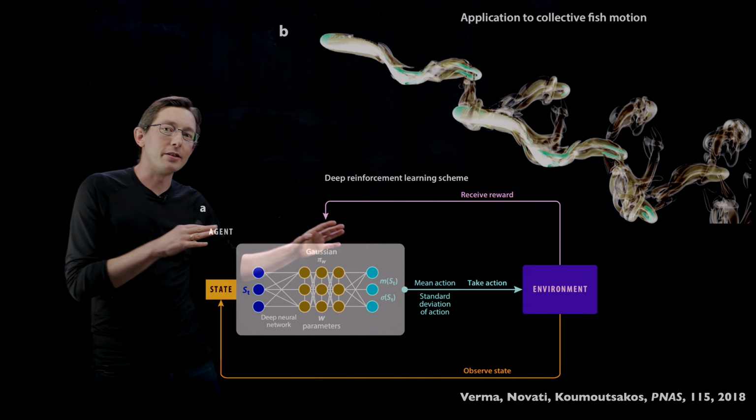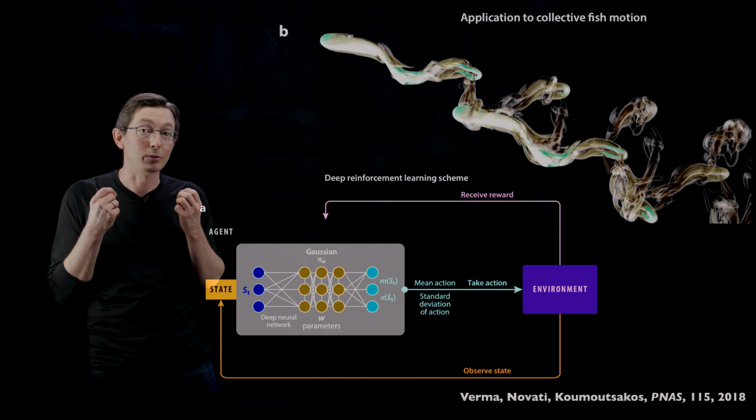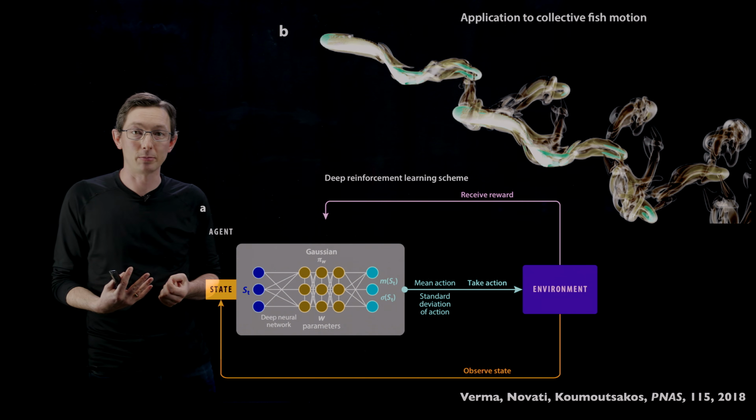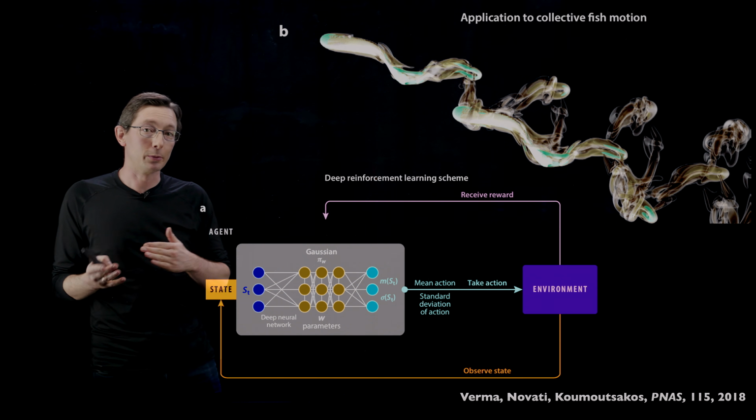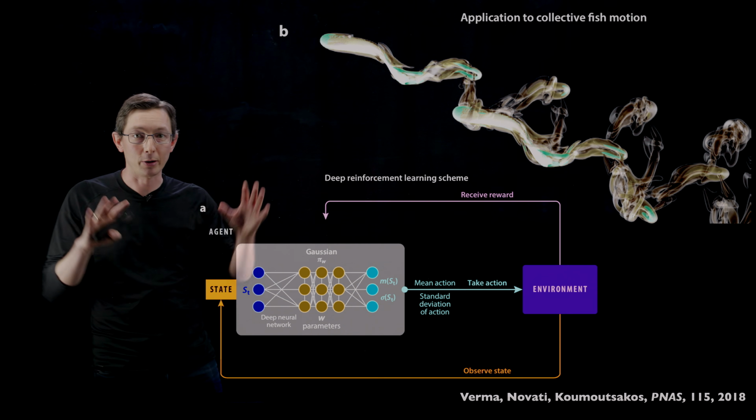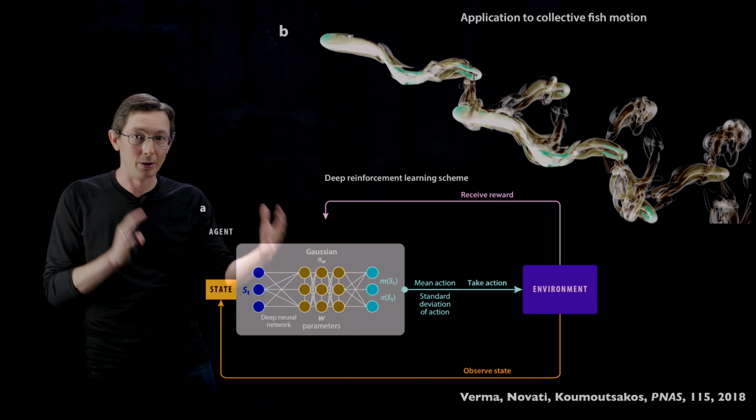I'll also point out there's a huge and growing effort to use reinforcement learning in flow control problems. This is very much bio-inspired, so a lot of these papers are using reinforcement learning for fish swimming or for perching or for landing UAVs.